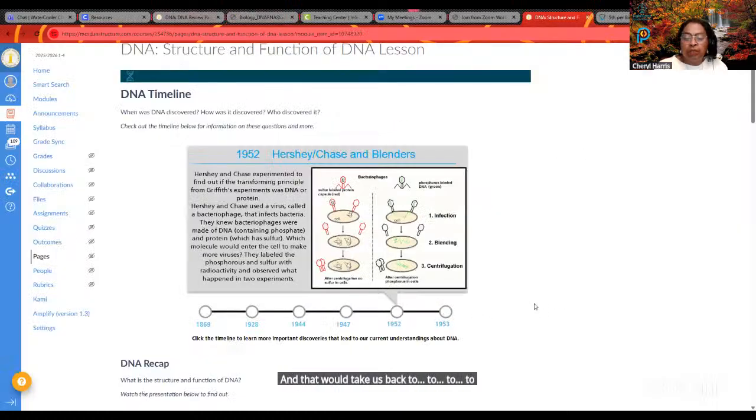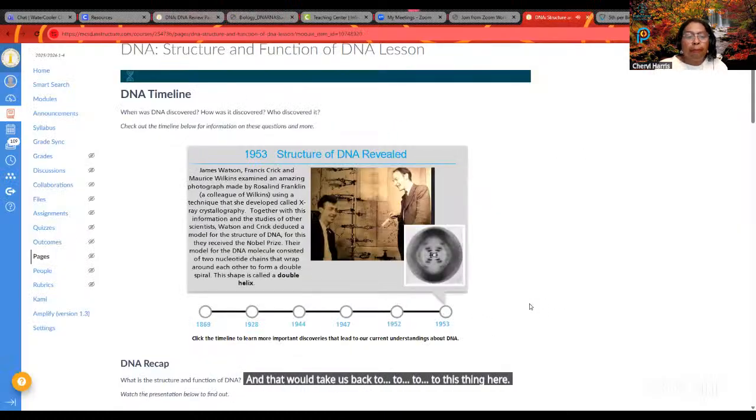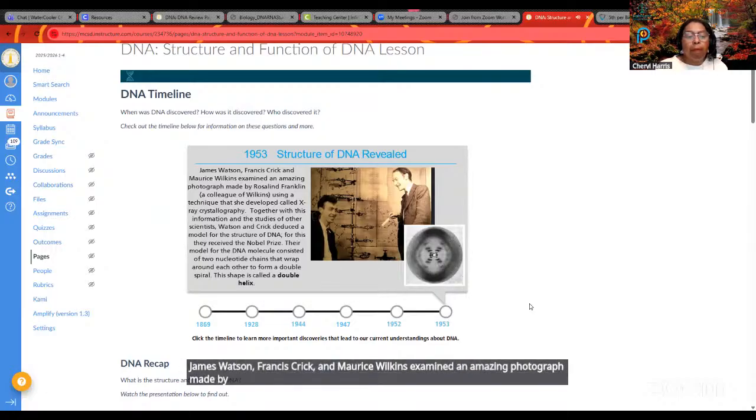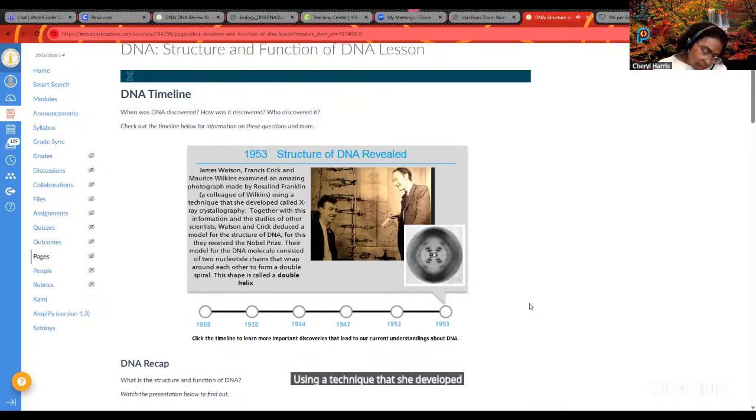this thing here. In 1953, the structure of the DNA molecule was revealed. James Watson, Francis Crick, and Maurice Wilkins examined an amazing photograph made by Rosalind Franklin, a colleague of Wilkins, using a technique that she developed called X-ray crystallography. Together with this information and the studies of many other scientists, Watson and Crick deduced a model for the structure of DNA. For this, they all received the Nobel Prize.